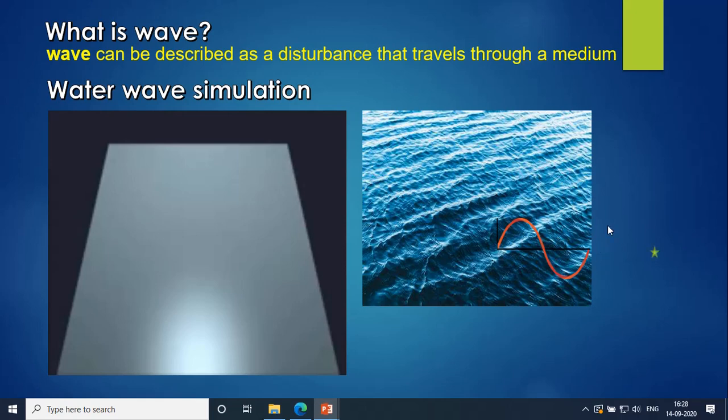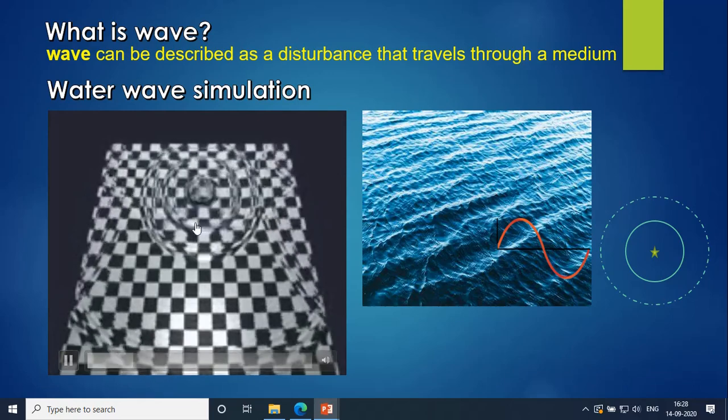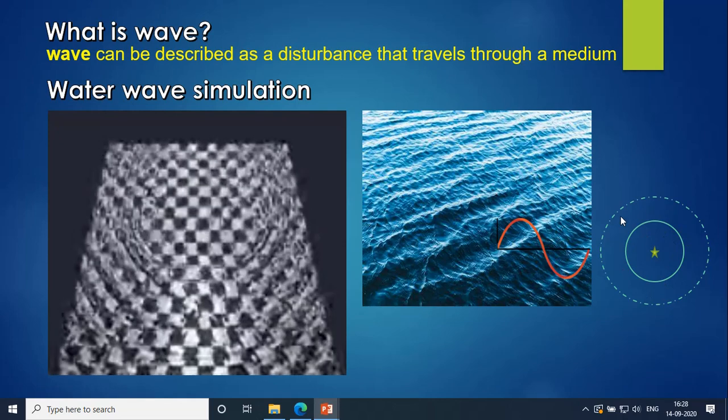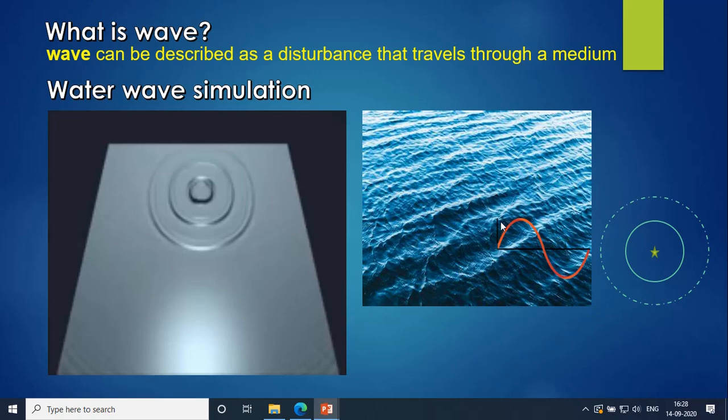You can represent, suppose I take the source of disturbance, and I take this upper portion as a thick line, thick circle, and the lower portion as a dotted circle. So this is nothing but a water wave. You can observe here how the water waves are generated. See this one, water waves are generating just like concentric circles. So you can represent a water wave either in this form or in this form.